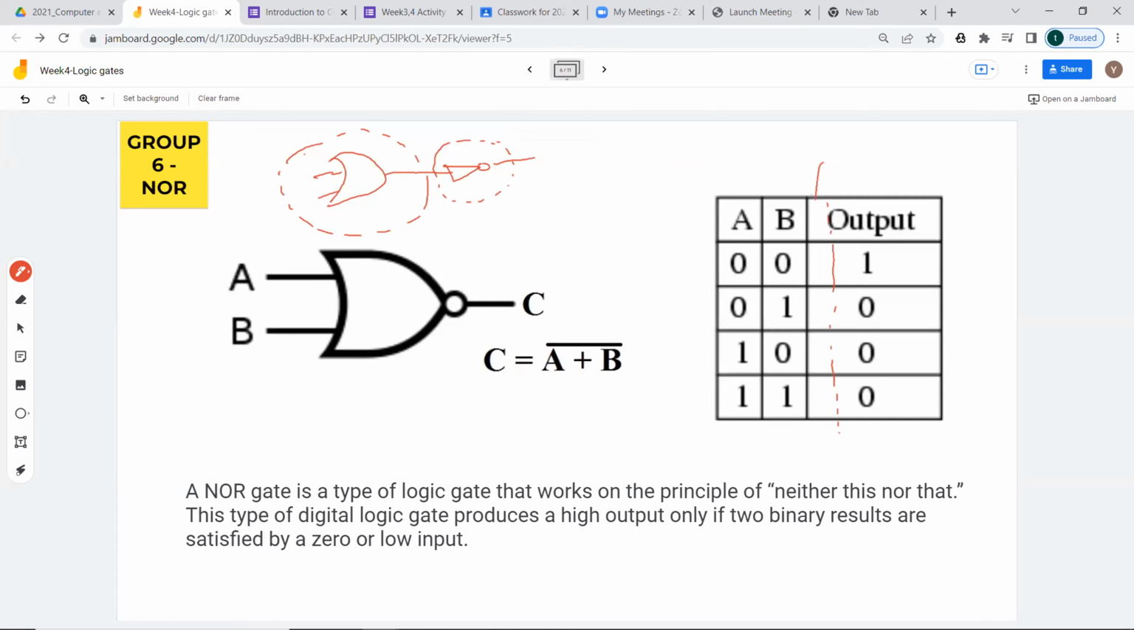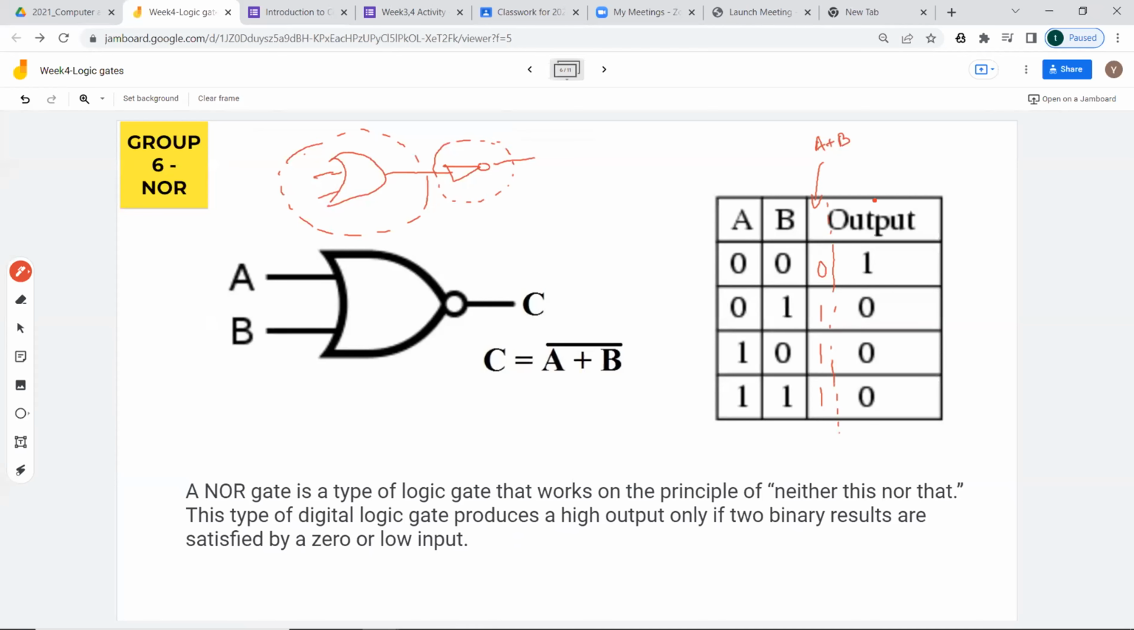Now take the OR gate. You know that OR means A plus B, right? A plus B means here we have 0, and here we have 1, 1, 1. That is how we can represent OR, the truth table of OR, right?